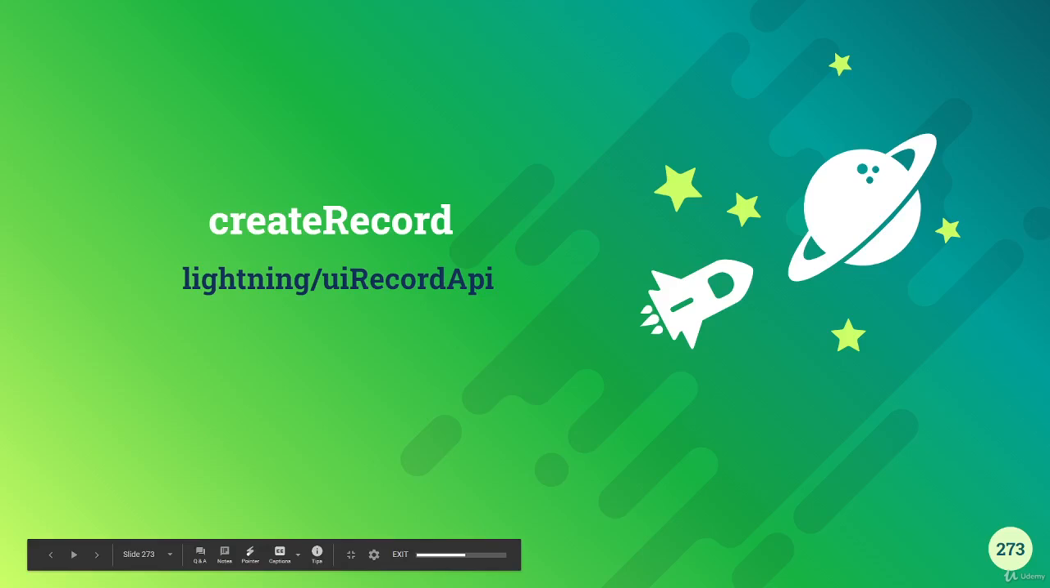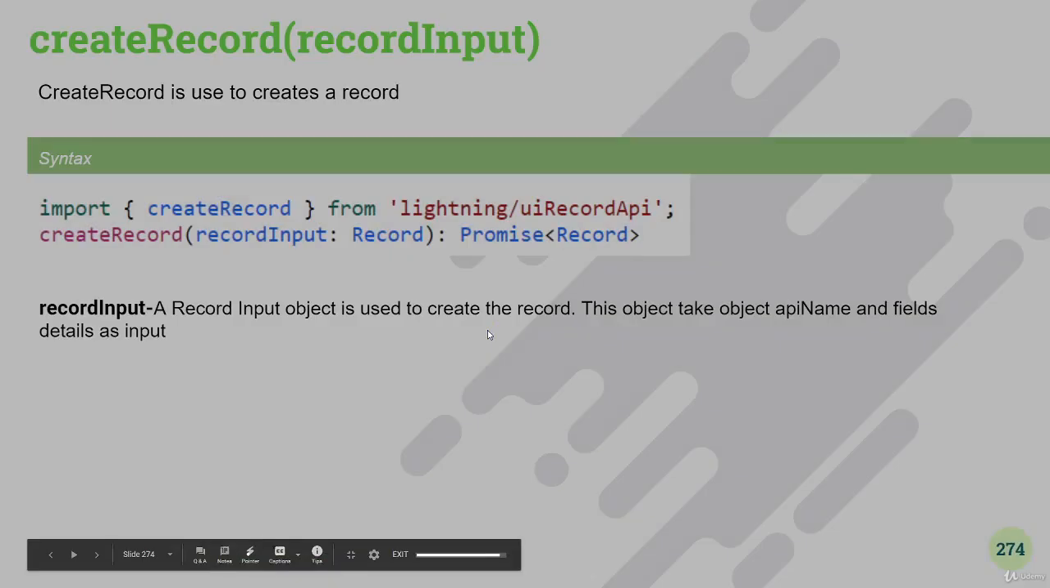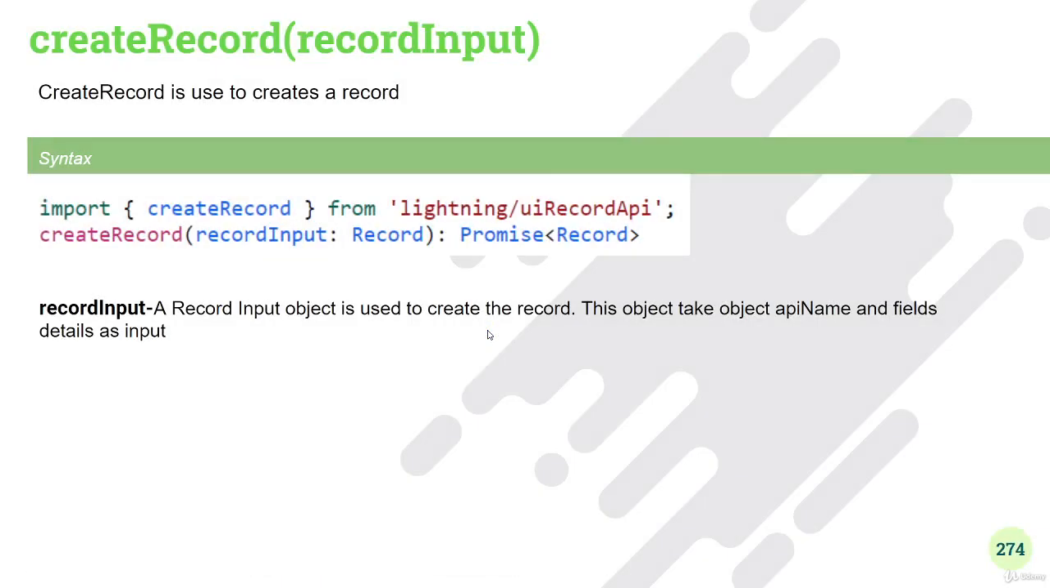In this video, we'll talk about the createRecord function, and this function we can import from lightning/uiRecordApi. As the name suggests, this function is used to create a record, and the syntax is very simple. First, you need to import the function from lightning/uiRecordApi, and then you have to call this function and pass the record input object, and this input object will be used to create the record. This object takes the object API name and the fields detail as an input, and this function returns a promise.